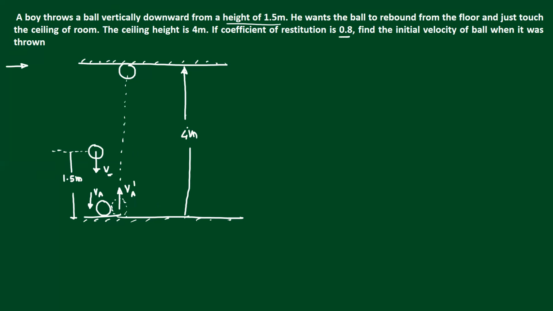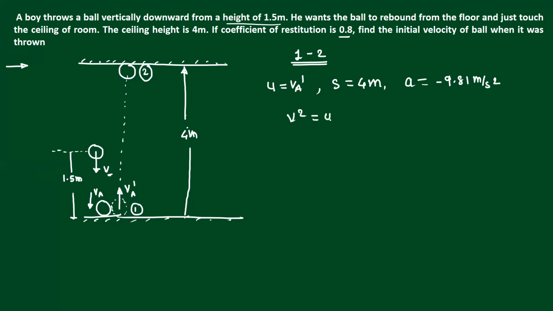So first consider the motion. Let us take this point as 1 and this point as 2. For the motion 1 to 2, we have the initial velocity u as va dash. Total displacement s is 4 meter. The acceleration a is minus 9.81 meter per second square. If you use the equation v square is equal to u square plus 2as, from this we can determine the velocity va dash.